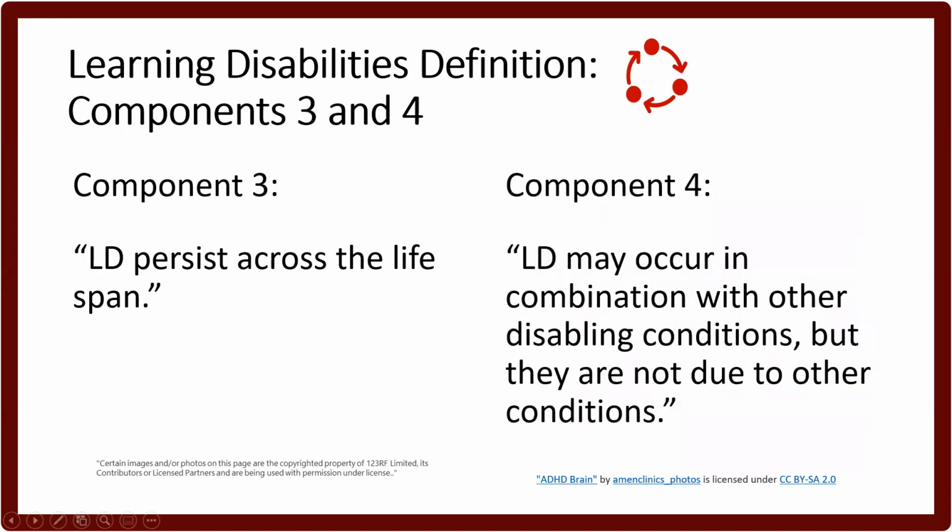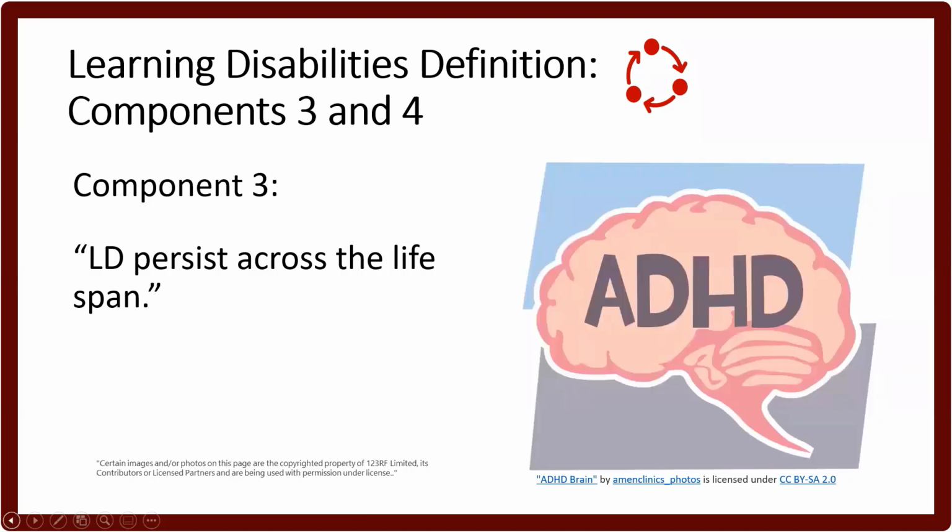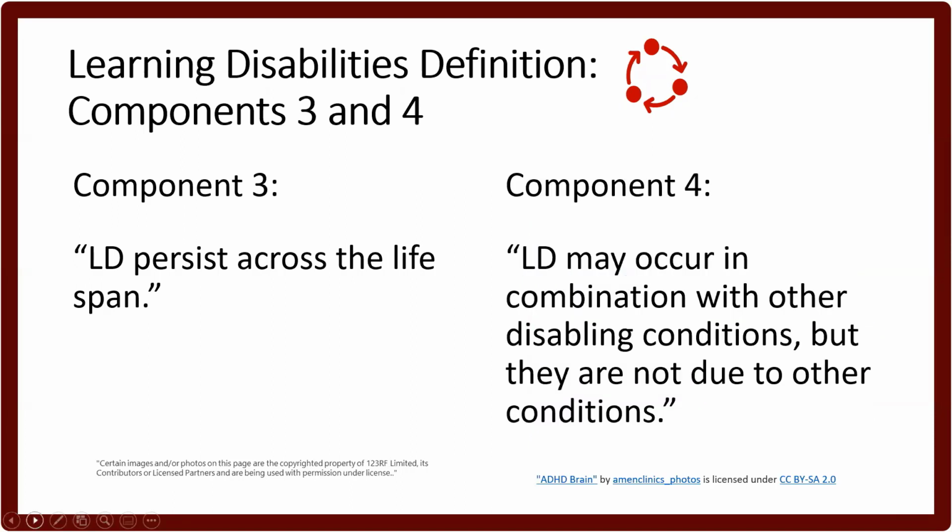Component 4, LD may occur in combination with other disabling conditions, but they are not due to other conditions. So I put ADHD in there for a reason, attention deficit hyperactivity disorder, because students with ADHD commonly have learning disabilities. And so learning disabilities can occur with other conditions. A student may have a physical disability and also have a learning disability. So there's that comorbidity that we talked about.